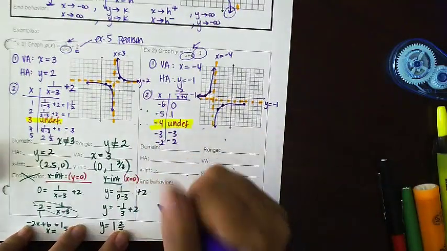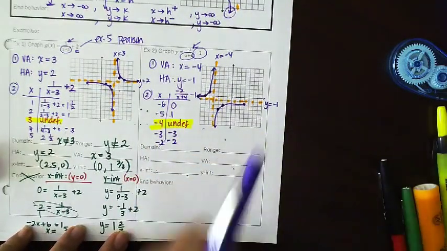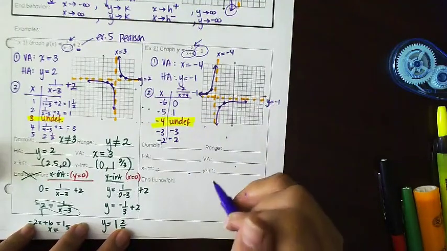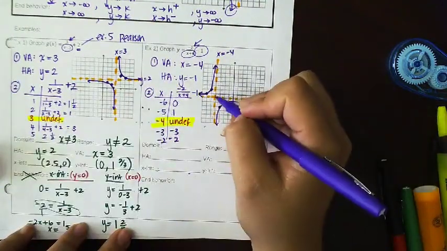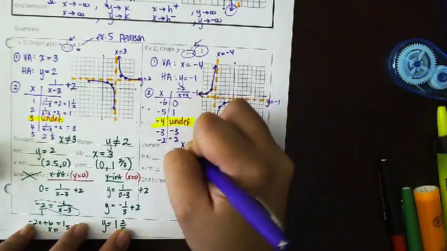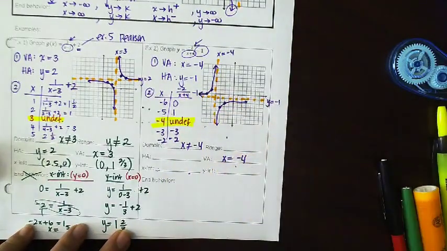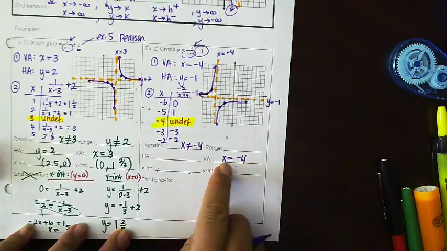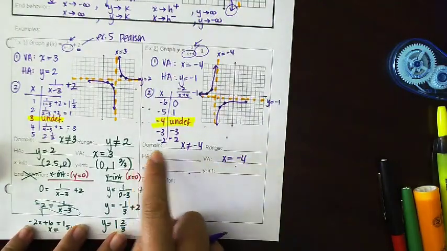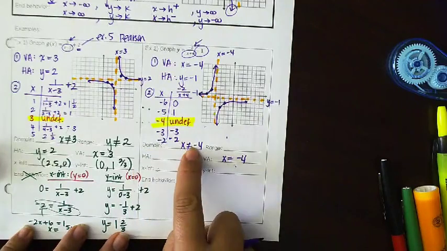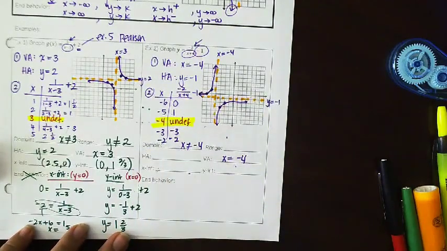Okay, our domain, remember, comes from our denominator. Domain, denominator. What can x not equal to? Well, x can be anything it wants except -4. Which is the same thing, it comes from your vertical asymptote. Vertical asymptote is the actual line, so you can get an equal sign. Domain is the restriction for x, which means x can be anything except -4.